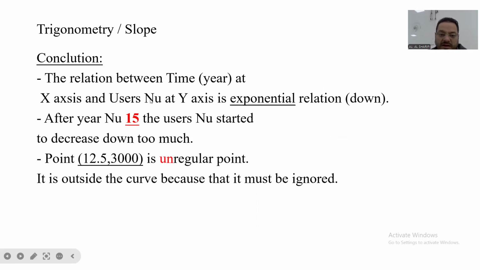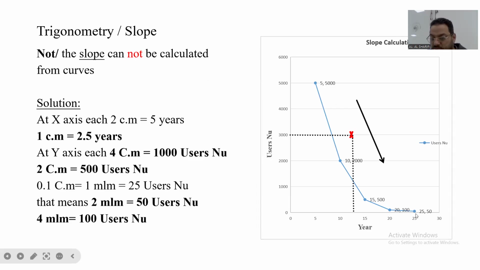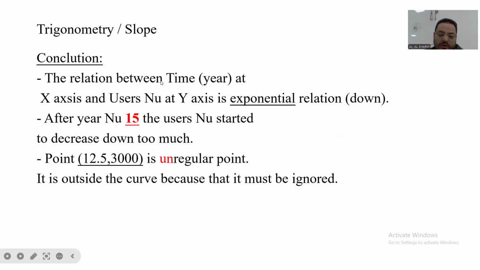Okay, the relation is an exponential relation, started from 50, finished with 5,000. It's multiplied many times, 50 multiplied many times to be 5,000. Here it's a regular point, it's outside the curve, so it must be ignored. The arrow direction is to the bottom. I hope that was clear. The conclusion is that the relation between time at the x-axis and users number at the y-axis is an exponential relation.